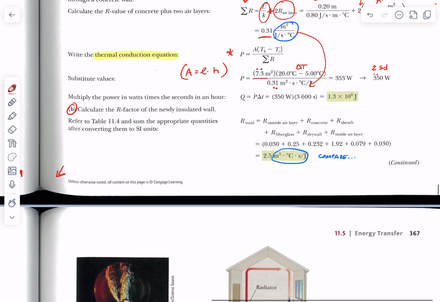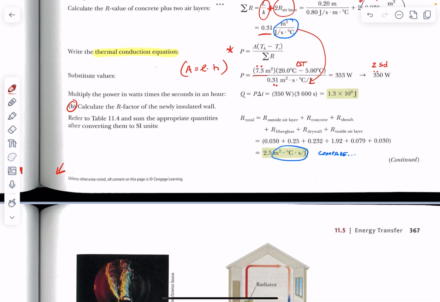Then we can convert this into joules by taking our wattage and multiplying by the number of seconds in an hour to get our number of joules in 2 sig digs. Now, if I were doing this problem, I would keep my extra significant digit from the previous problem, but then round off at the end. Just a little bit more precision in the final answer.